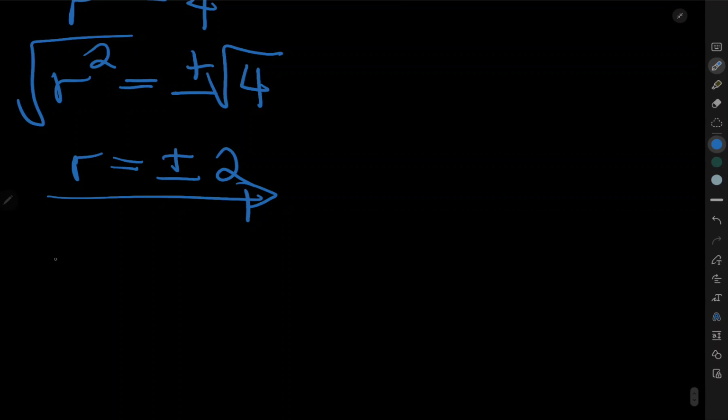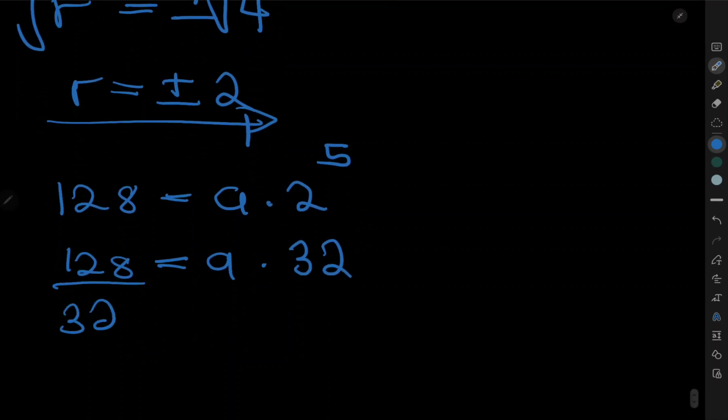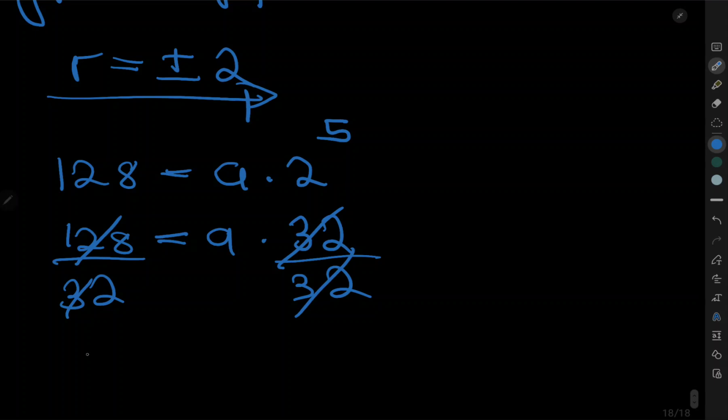So we're going to substitute the value of r and say 128 is equal to a times 2 to the power of 5. And to get the value of a, we know that 2 to the power of 5 is 32. So we're going to divide both sides by 32 to get the value of a. And if we do that, our final value will be a is equal to 4.